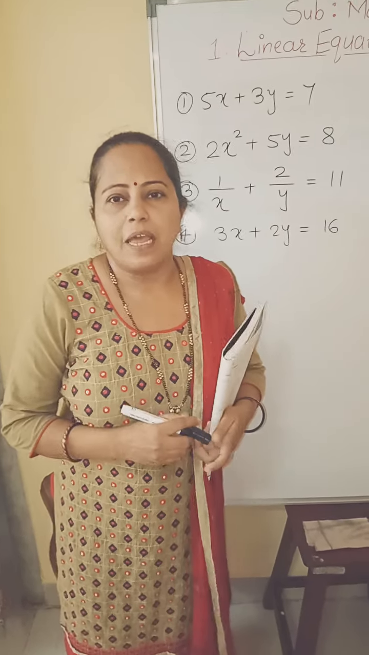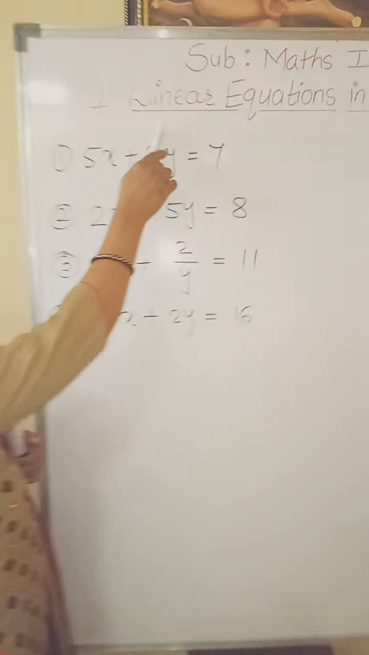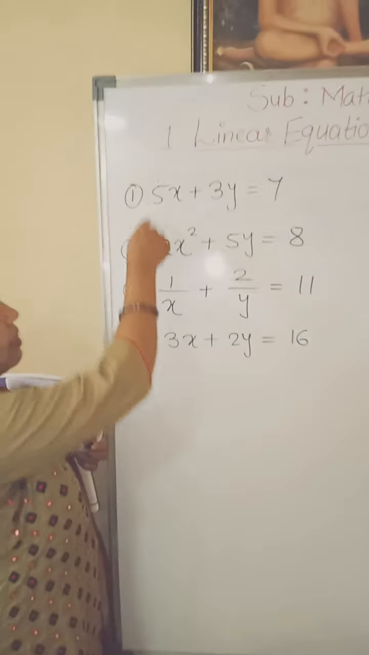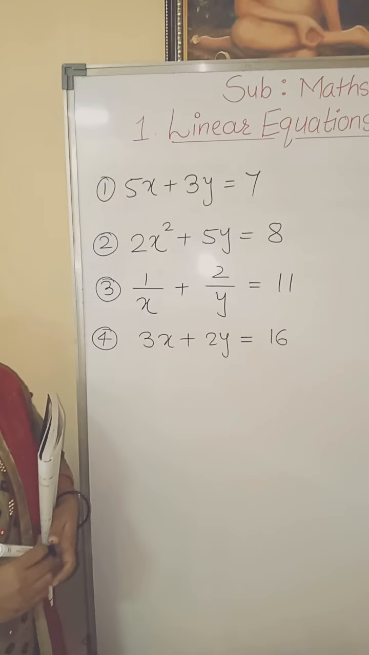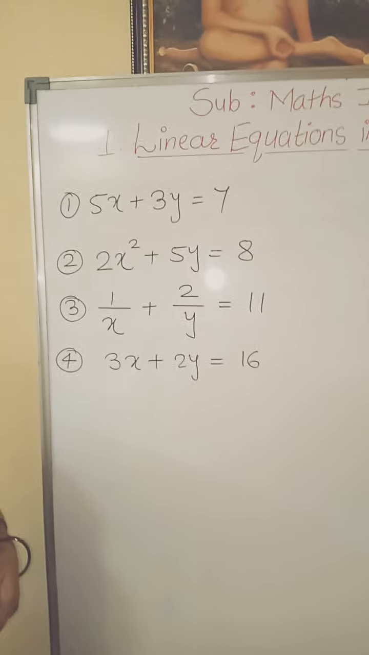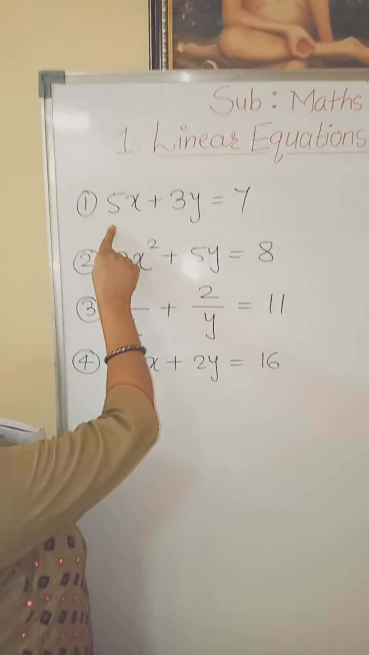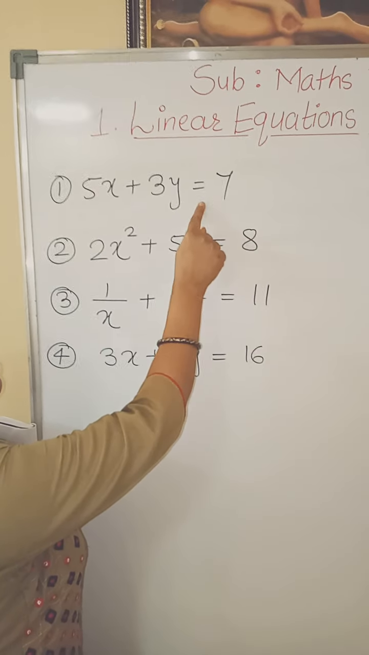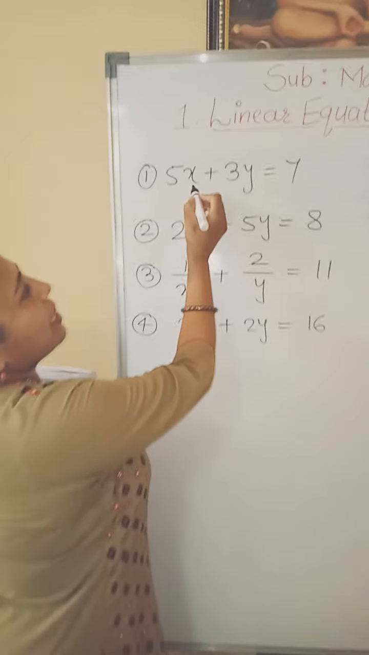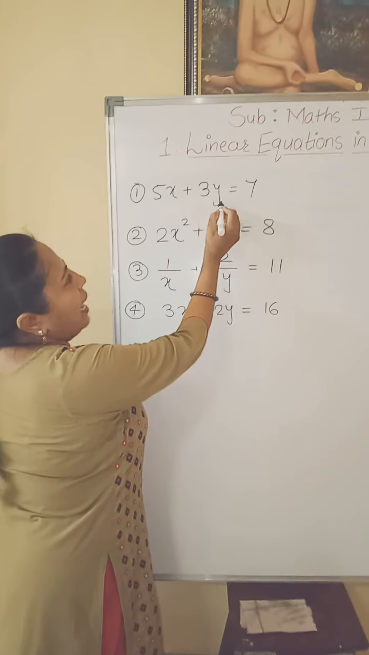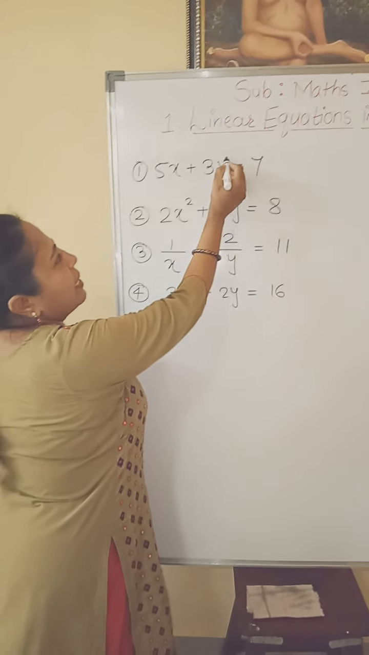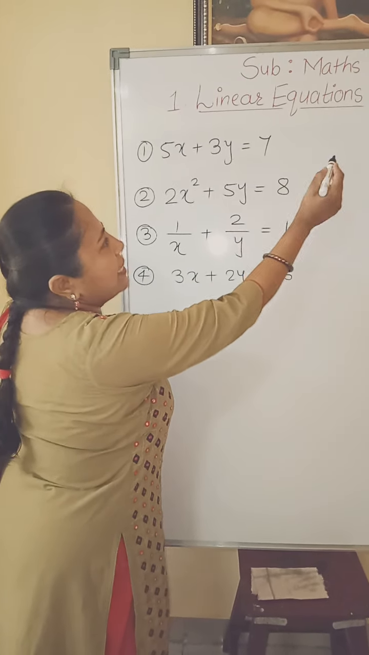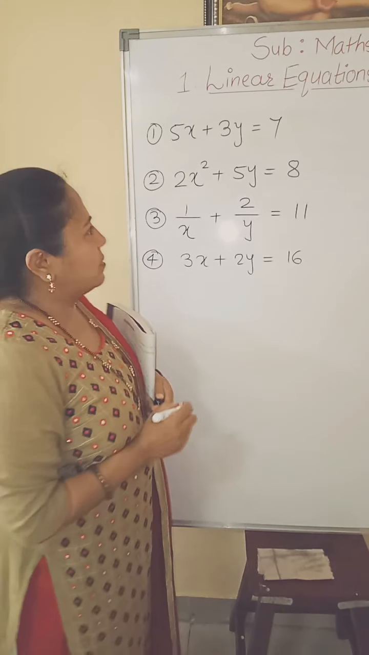We'll start our syllabus with the first lesson of Maths 1, linear equations in two variables. Students, I wrote here some equations. From these equations, let's understand the definition of linear equations. The first equation is 5x plus 3y equal to 7. In this equation, there are two different variables x and y, and the power of the variable is 1. That's why this equation is called a linear equation in two variables.